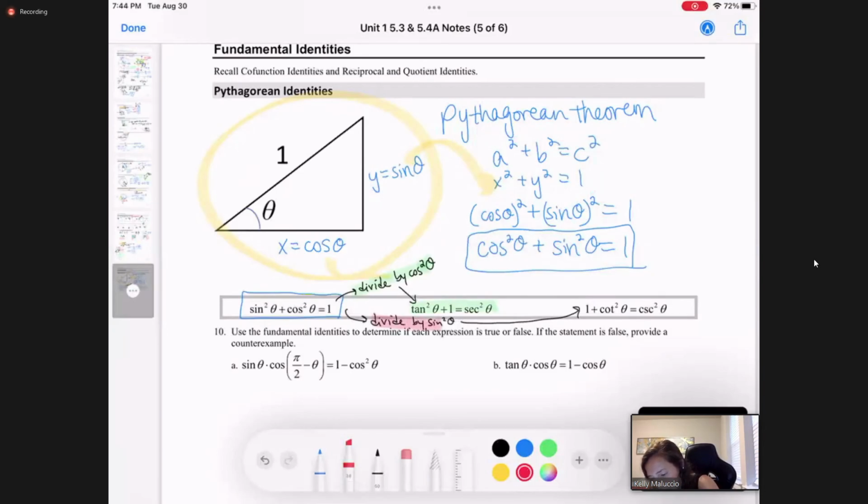So if we follow this, if we divide here, we get this one, right? And then if we divide by this, we get this one. And the main one is this guy here. And you should memorize the sine squared plus cosine squared equals 1, but then you don't need to memorize anything else because you can get it from just dividing or rewriting. Okay.